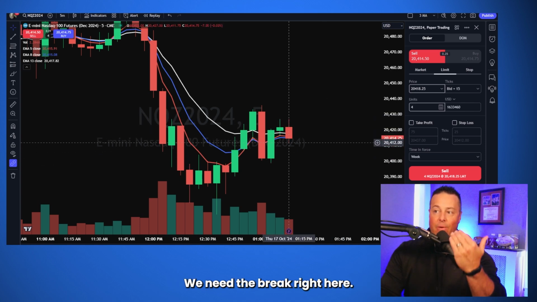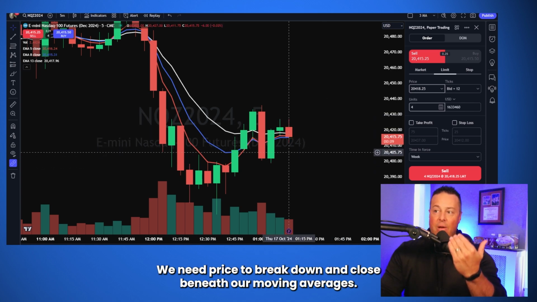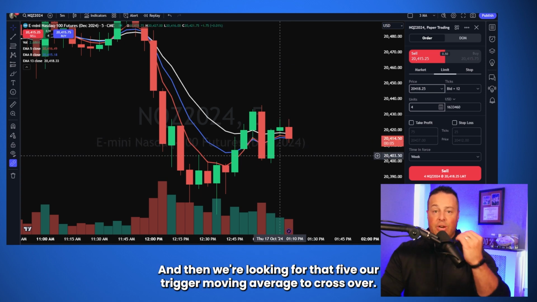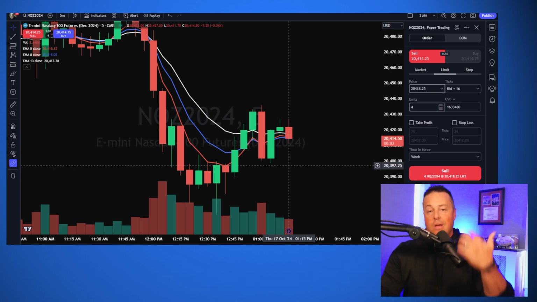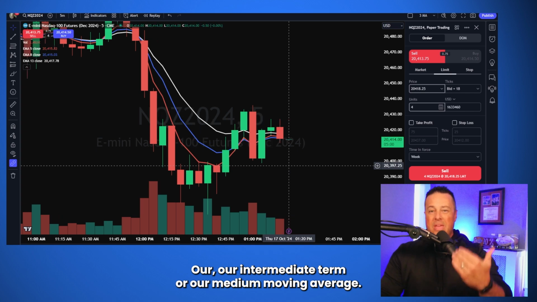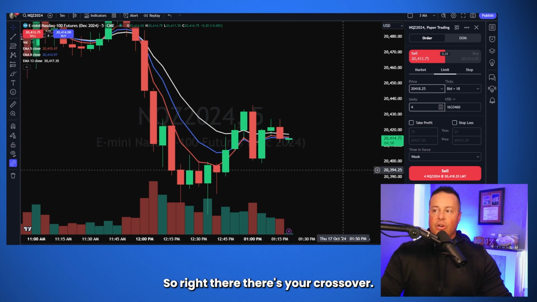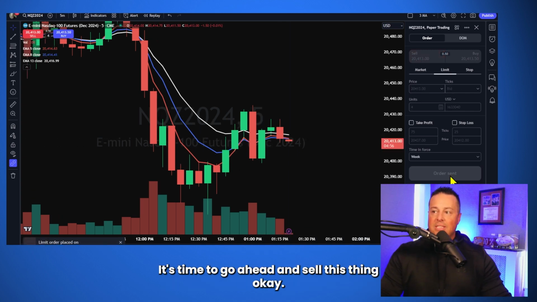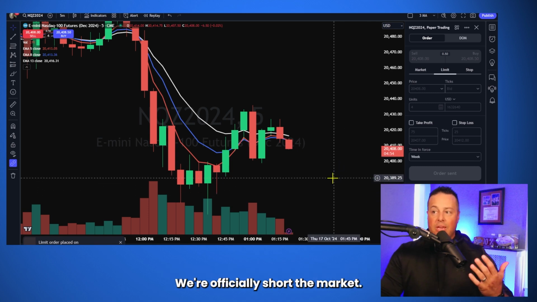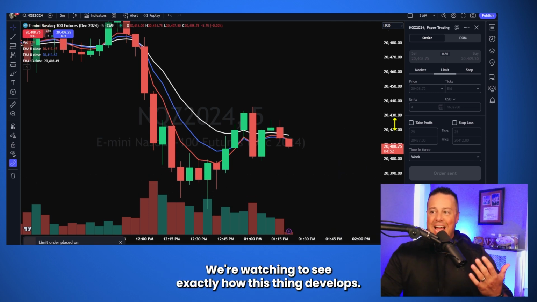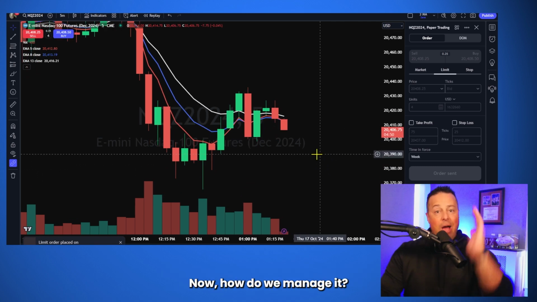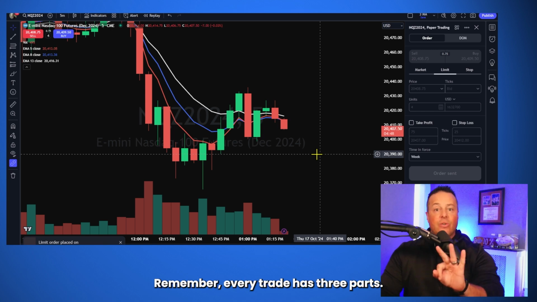We need the break right here. We need price to break down and close beneath our moving averages, and then we're looking for that 5, our trigger moving average, to cross over our intermediate term or our medium moving average. So right there, there's your crossover. It's time to go ahead and sell this thing. Okay, we're officially short the market. We're watching to see exactly how this thing develops. Now, how do we manage it? Remember, every trade has 3 parts.